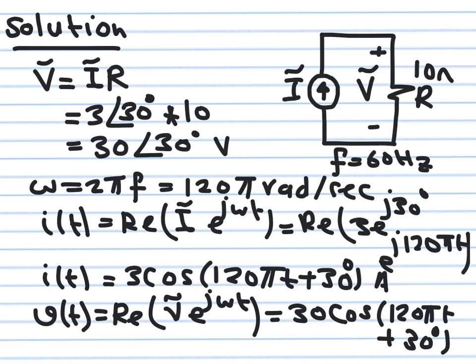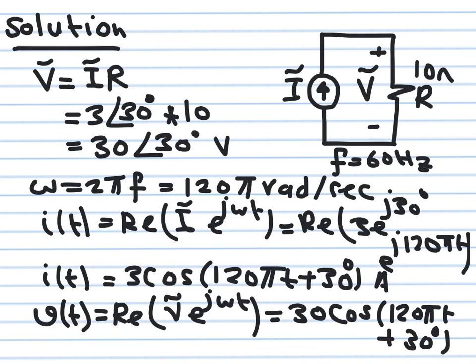If you want to write in the time domain, you will need omega. So omega is equal to 2πf. So f is 60 hertz. So this will give you 120π radians per second. So the current waveform is equal to the real part of the phasor times e to the jωt. This is the expression we use to convert from phasors to the time domain.